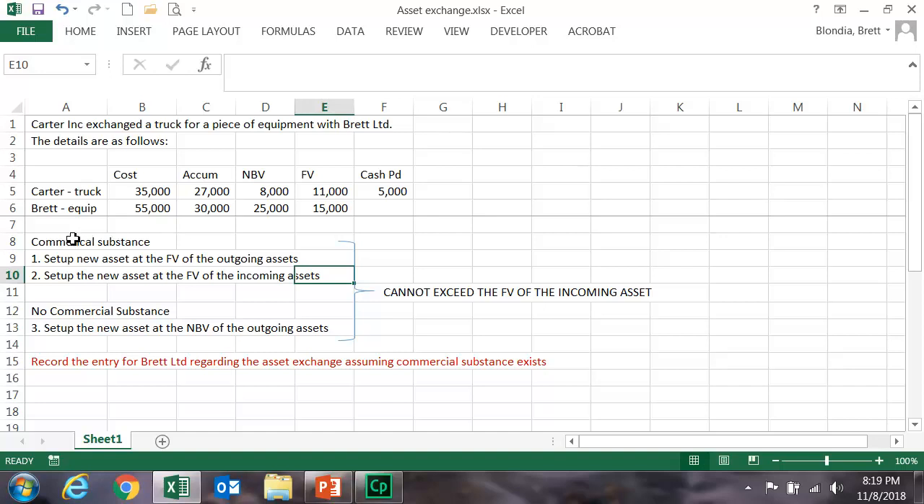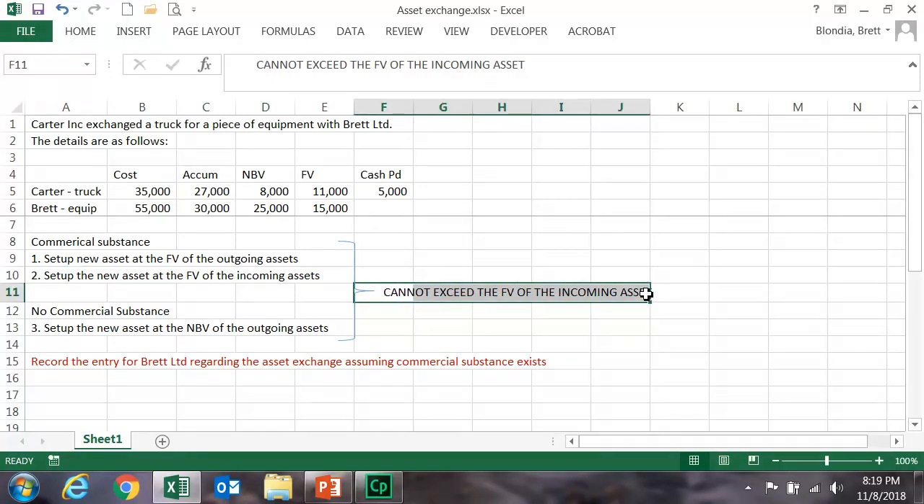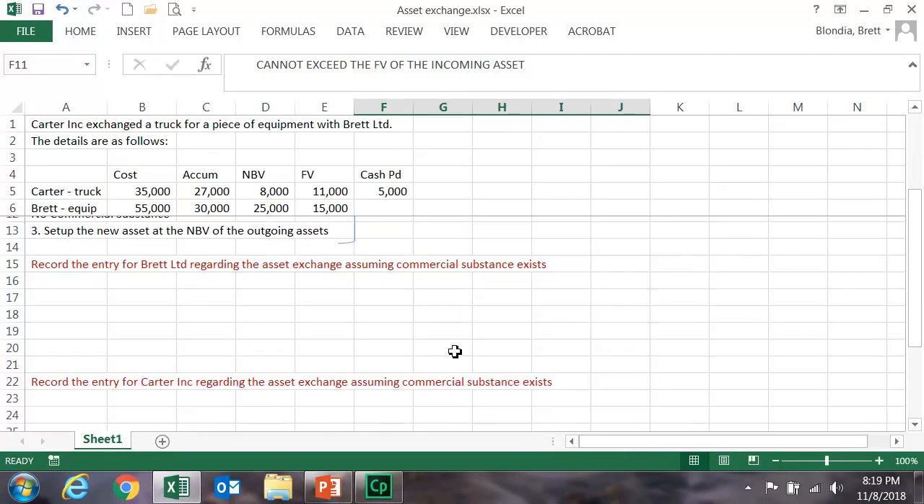Now again, you can see I've got your decision chart right here. If commercial substance exists, we set up the new asset at the fair value of the outgoing assets. Or if that fair value is unavailable or unreliable, we set up the new asset at the fair value of the incoming asset itself. If there's no commercial substance, we set the new asset up at the net book value of what we gave up. Keeping in mind this caveat right here, the net book value, or the debit to the new asset, cannot exceed the fair value of that incoming asset.